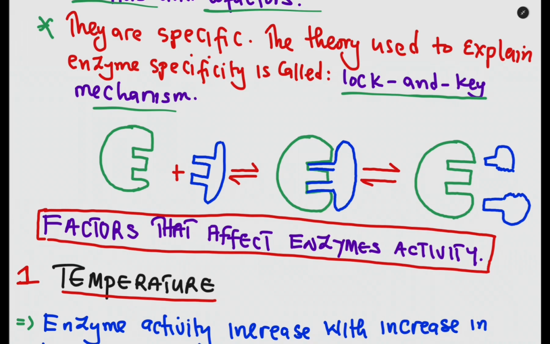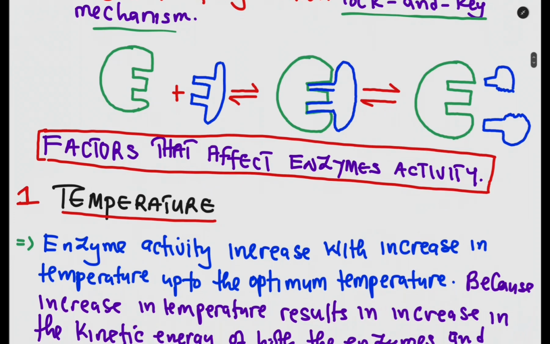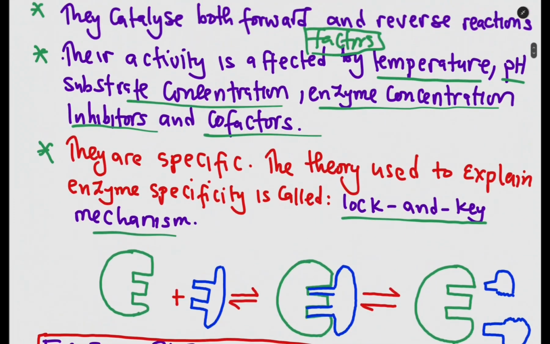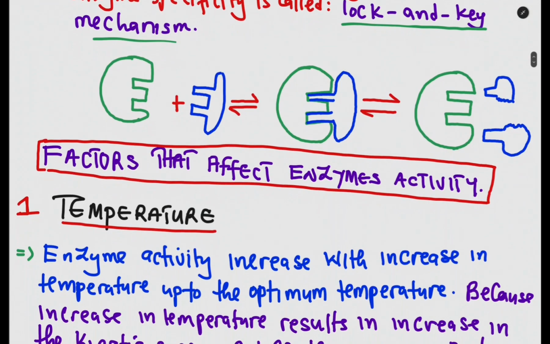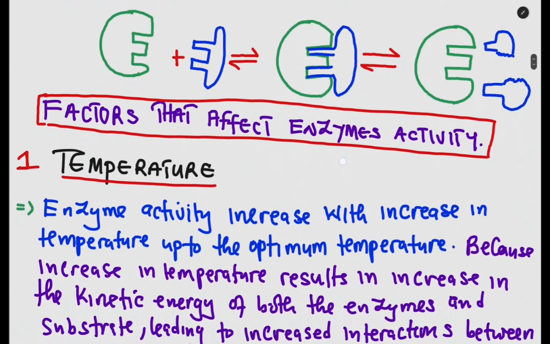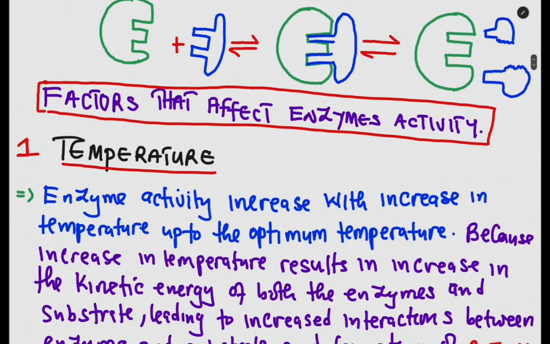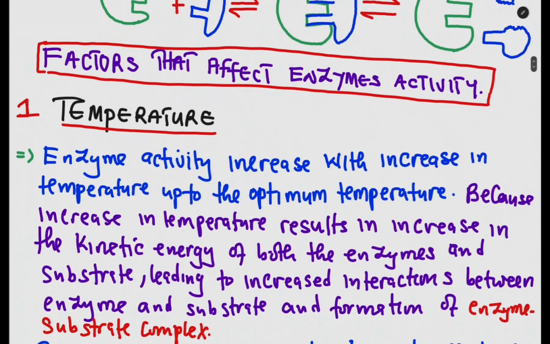All right, so having looked at the characteristics of enzymes, the other thing that we can look at is the factors that affect enzyme activities. Now, from where we're coming from, we are saying enzyme activity is affected by temperature, pH, substrate and enzyme concentration, inhibitors, and cofactors. So under factors that affect enzyme activity, these are the ones that we are going to discuss. One, we have temperature. Now remember what we said, enzymes are protein in nature. All right, now let us look at how temperature affects enzyme activity.